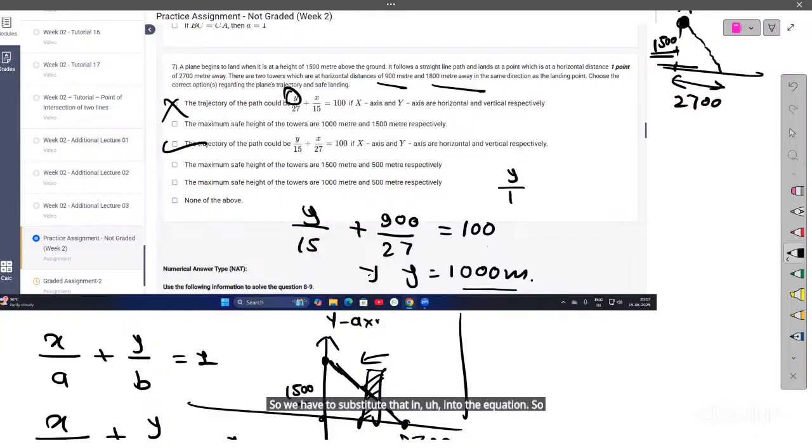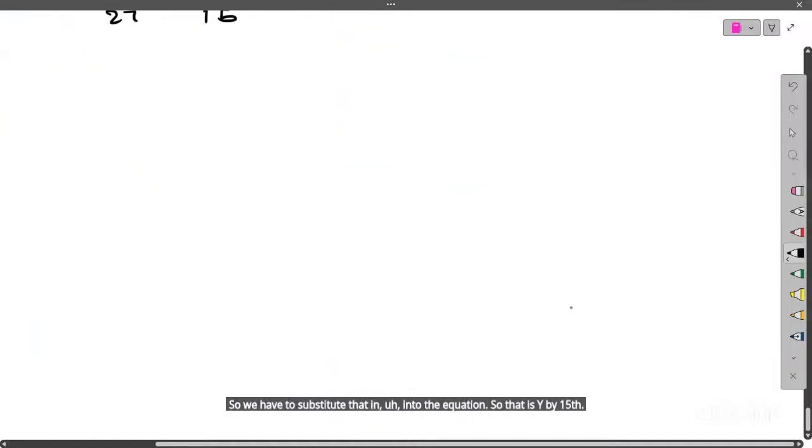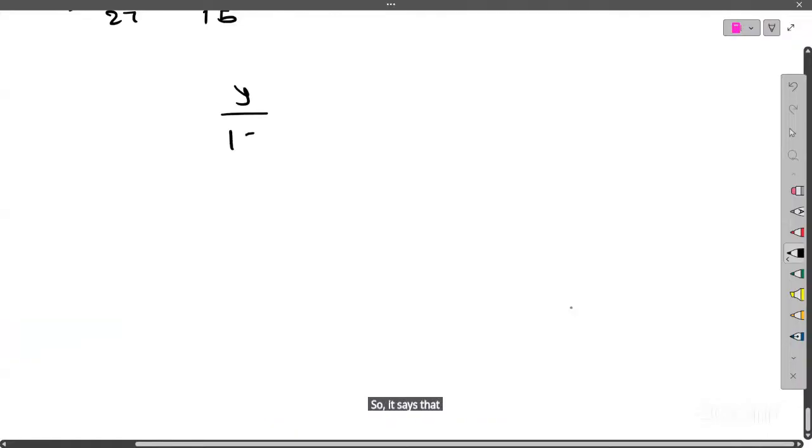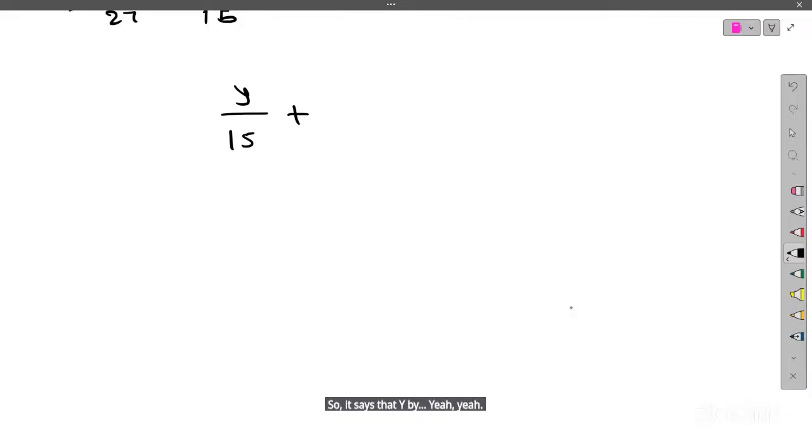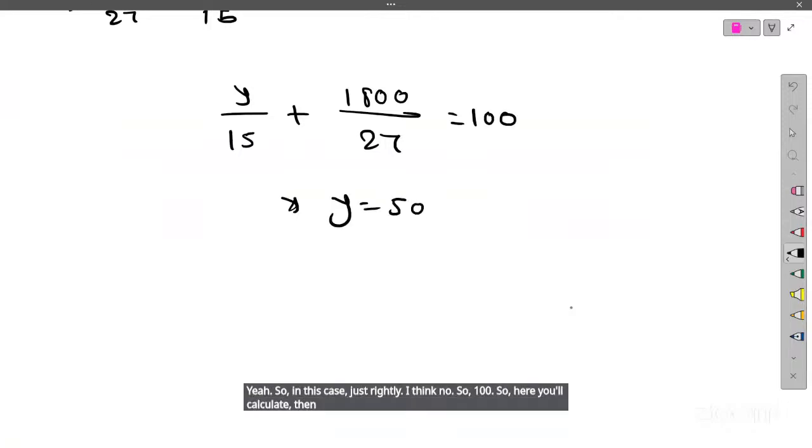So that is y by 15th. So let me do it here. So y will be 500. It will be half of it, right? Yeah, because 900 obviously doubles to 1800. So the value of y 1000 will be half. So in this case, just writing down, 1000. So here you will calculate, then you will get 500 meter.